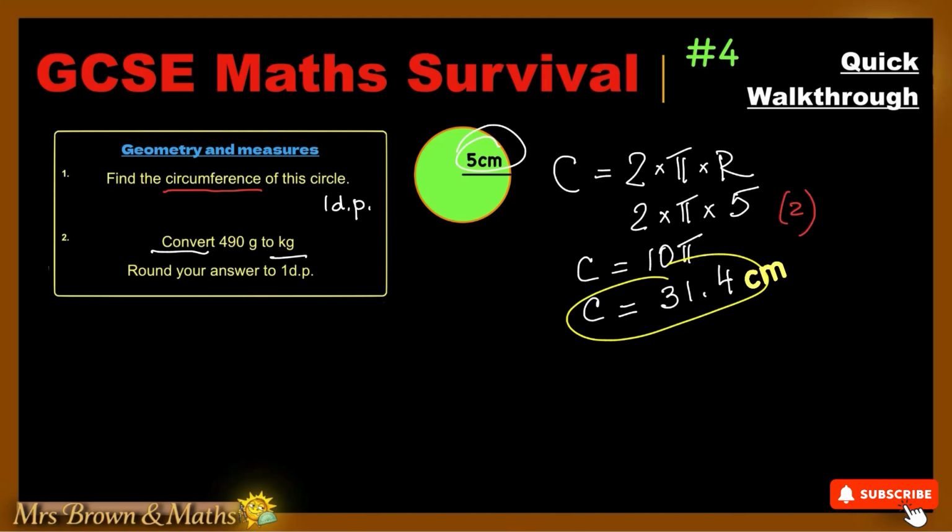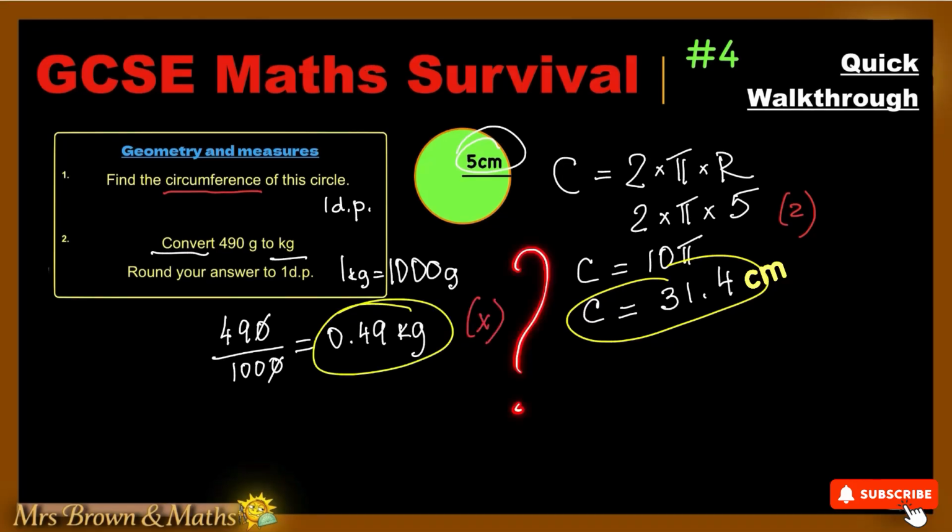Question 2. Convert 490 grams to kilograms and round to one decimal place. To change grams to kilos, remember kilo always means 1,000, so you have to divide by 1,000. So 490 divided by 1,000 is 0.49 kilograms. We're told to round it to one decimal place, and that is 0.5 kilos.